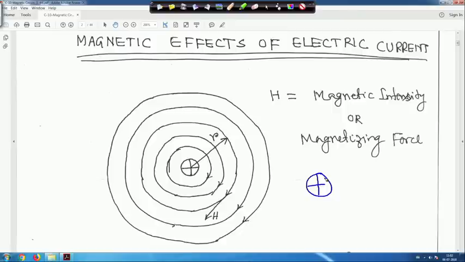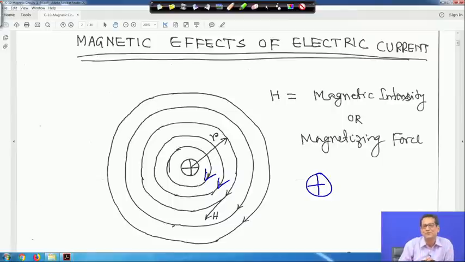This plus means that the current is entering into the paper, that means into the plane, and this is the direction of the flux. If I say this current is entering into the notebook, then this is the direction of the flux, that is, clockwise direction, and that's why this is the flux line. This is actually the right hand rule, right?